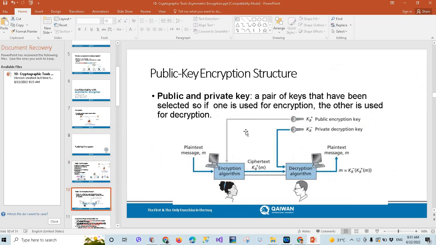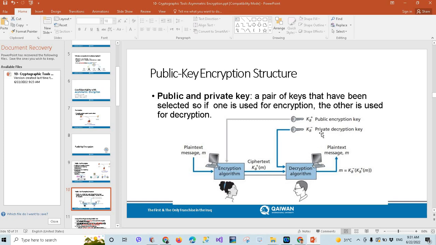Public key encryption structure: public and private key, a pair of keys. We have two types of key, public and private, that are a pair of keys that have been selected. So if one is used for encryption, the other is used for decryption.